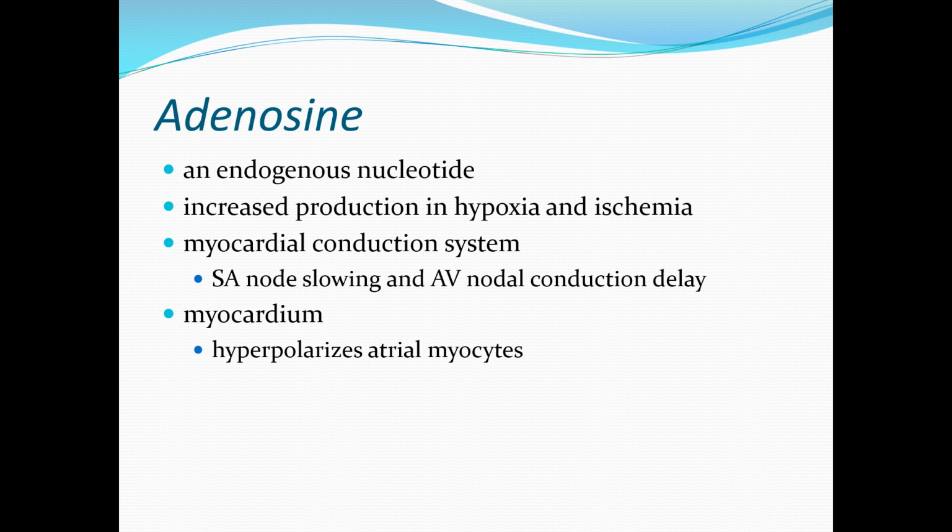In the conduction system, when adenosine binds to the receptor, we get slowing of the conduction. It affects both SA node slowing and AV nodal conduction delay. In the atrial myocyte, it causes hyperpolarization, so we get a decrease in the action potential duration via an increase in the outward potassium current. And as you know, the half-life of adenosine is extremely short. That's why you give 6 milligrams when you want to stop the heart for a short period of time.